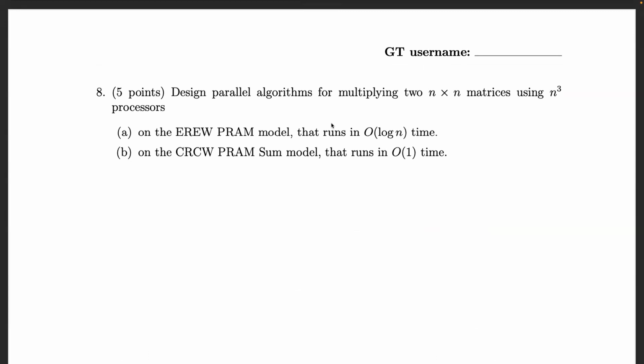Design parallel algorithms for multiplying two n by n matrices using n cubed processors. EREW is exclusive read, exclusive write, and CRCW is concurrent read, concurrent write in the sum model. The first one is to run in log n, and the second one runs in order one. Ideas?